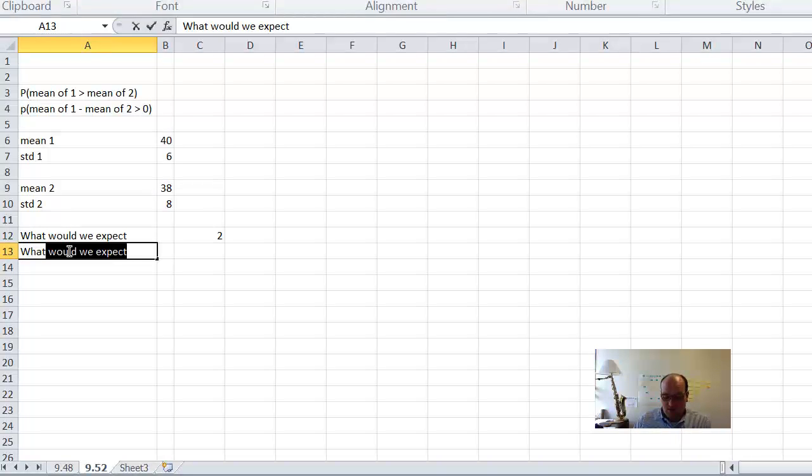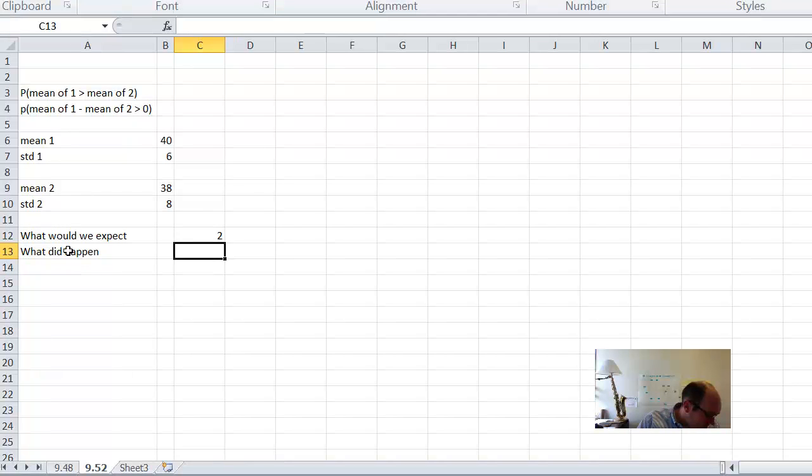So what did we see happen? Well, it's just asking what's the probability that the mean of sample 1 is greater than the mean of sample 2, so we're just saying it's greater than 0. Let's type in greater than 0 right here. This is what happened, and this is what we expect to happen. So all we need now is a standard error.